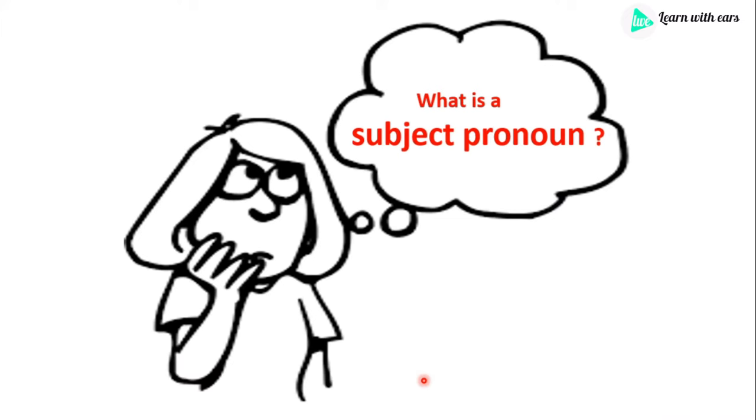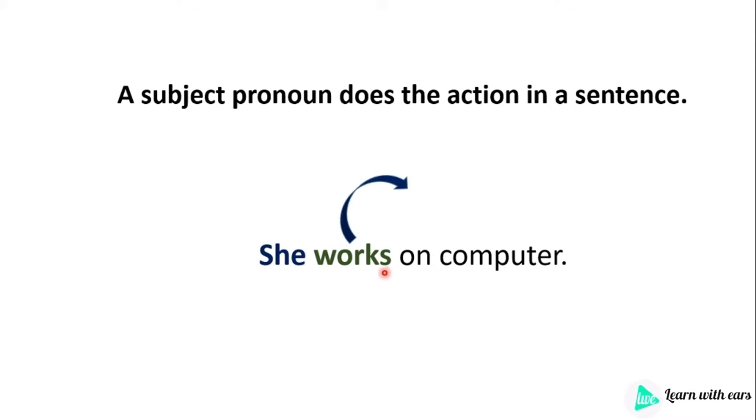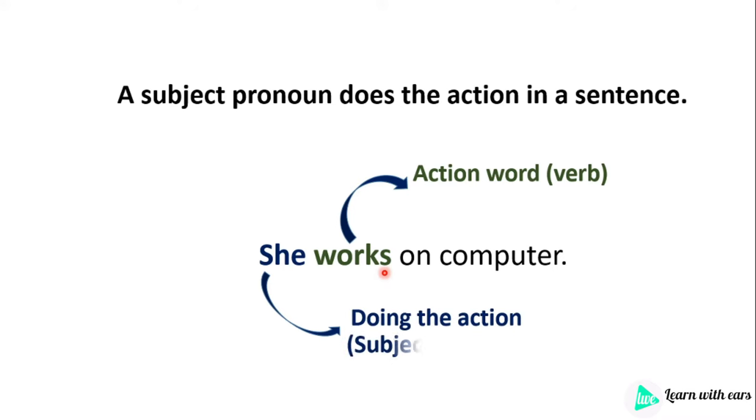Now, what about subject pronoun? What is a subject pronoun? A subject pronoun does the action in a sentence. For example, she works on computer. Works is an action word. She is doing the action. That means she is a subject pronoun. Okay? So works is an action word or action verb, and she is doing the action. She is a doer. So she is a subject pronoun.